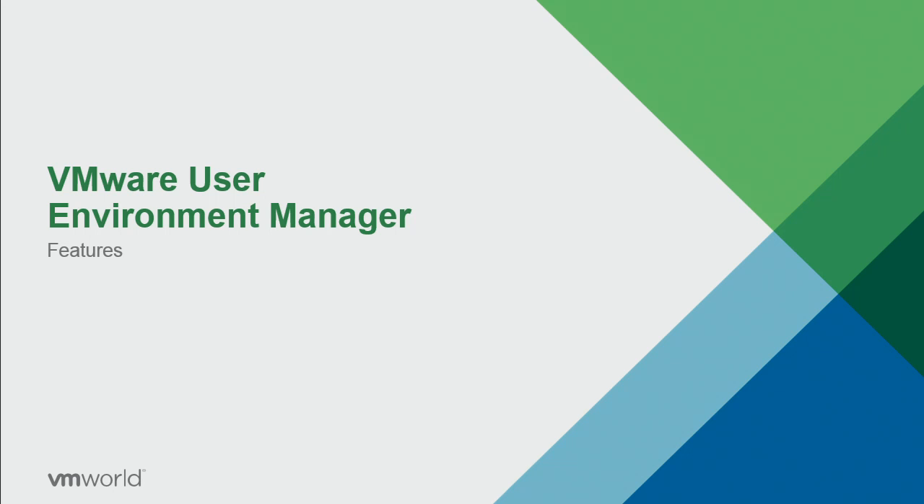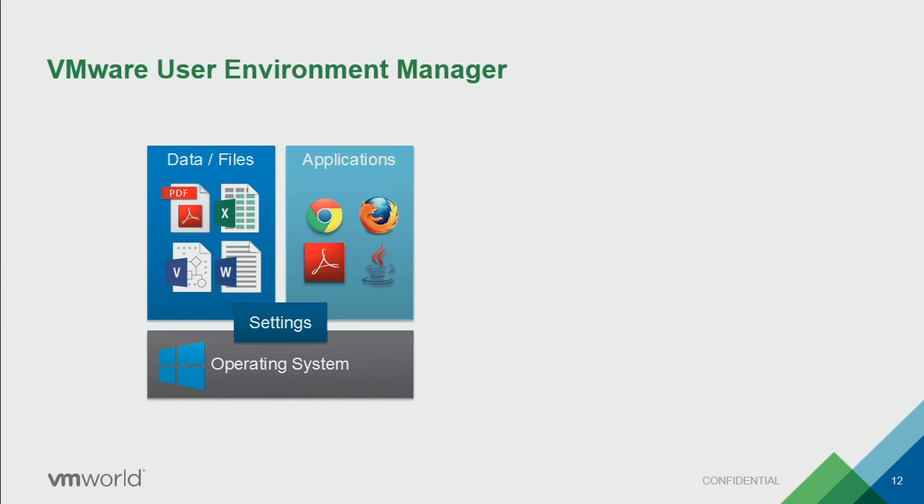So we'll talk about features for a few minutes. In a desktop architecture, this is usually what you're looking at. You have an operating system in there. You've got your applications. You've got user data and user files. And then somewhere in this picture, you've got all these settings as well that you have to think about. All of this works together to give your user a single desktop.